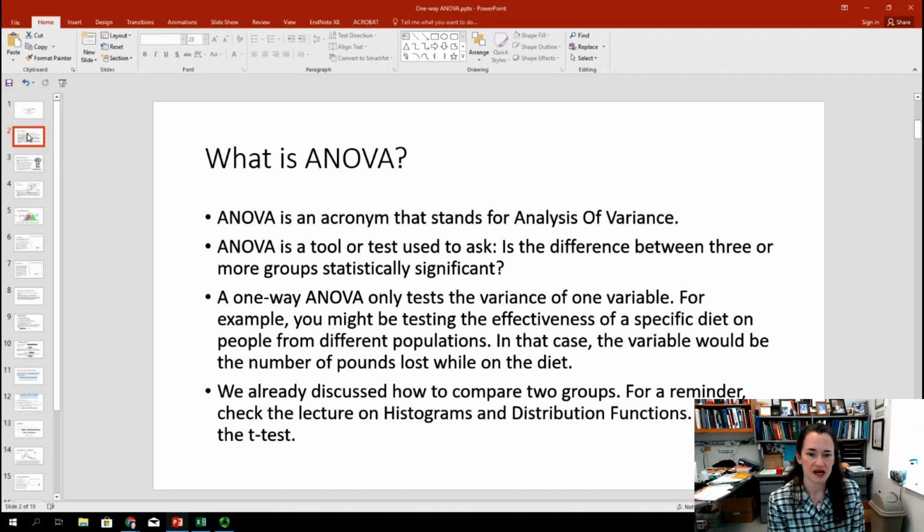We already discussed how to compare two groups. So for a reminder, if you need it, there's that lecture on histograms and distribution functions where we talked about the t-test. So you might ask yourself, well, isn't that good enough, right? I mean, if I have something that can test and tell me whether two measurements are different from one another statistically, wouldn't that be enough? Couldn't I just keep doing that over and over again? Well, that could get pretty tedious if you have a large number of groups. So the ANOVA was developed to help figure it out when you have three or more groups.